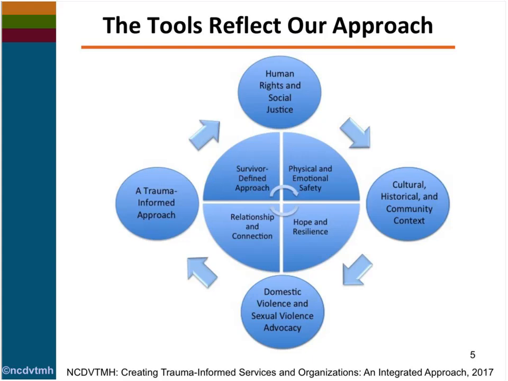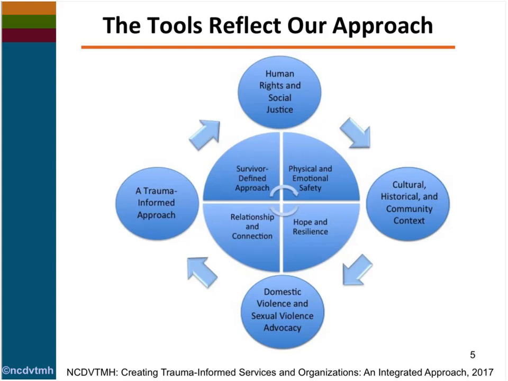So while we're always thinking about the impact of domestic violence and sexual violence on people, we're also thinking about how to respond in a way that acknowledges human rights and social justice components of our work. We're always thinking about the cultural and historical and community context. Being trauma-informed is a piece of the work, but it's not all of the work. So often we're reminded that, when folks ask for and think about, oh, we want to work on being trauma-informed, it means holding all of these pieces and all of these perspectives at the same time as we do our work.